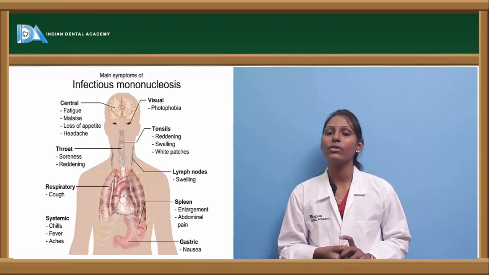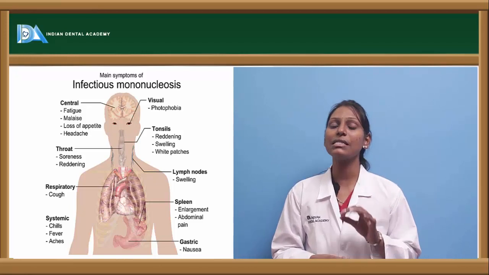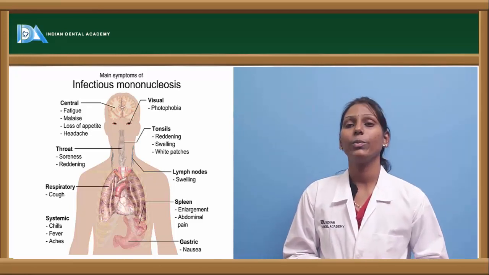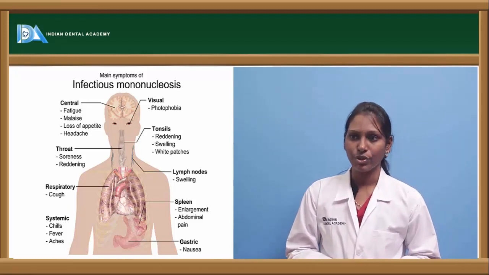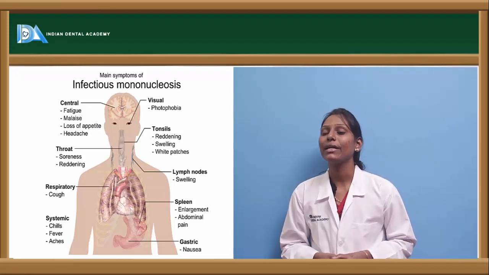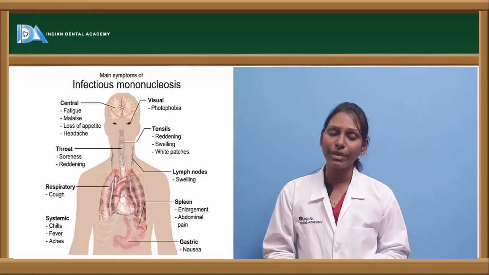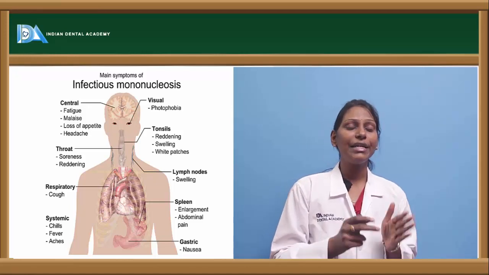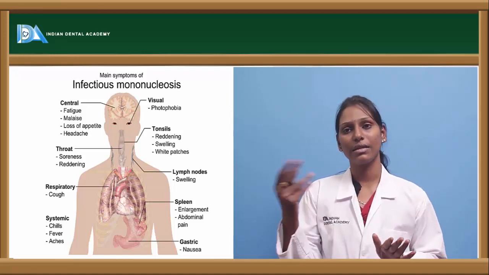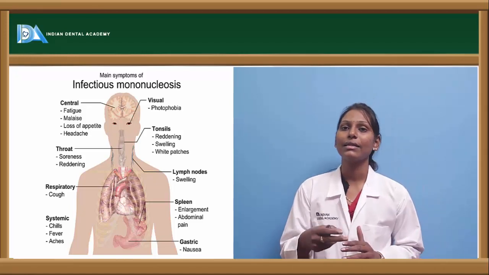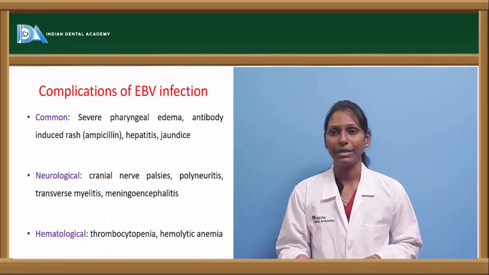Next, lymph nodes also show swelling, but the pathognomonic feature is that non-tender lymphadenopathy can be seen in case of infectious mononucleosis. And the spleen undergoes enlargement, that is nothing but splenomegaly, and patients also will have abdominal pain because this splenomegaly will lead to distension of the abdomen, thus resulting in pain. And gastric symptoms include nausea and vomiting.